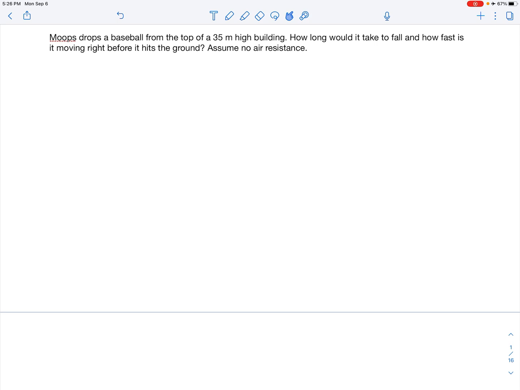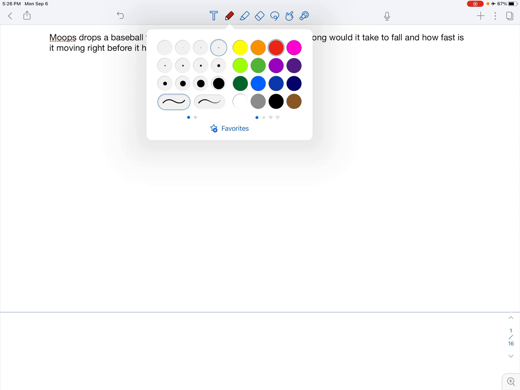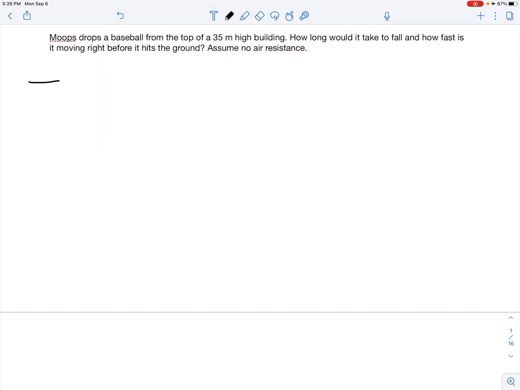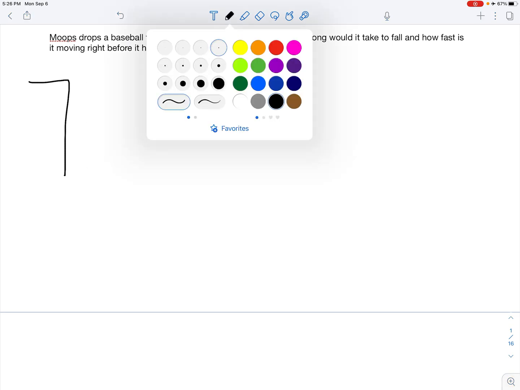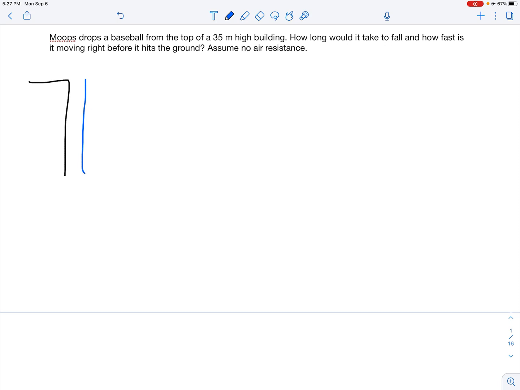So the first one: Moops drops a baseball from the top of a 35-meter high building. How long will it take to fall, and how fast is it moving right before it hits the ground? And I always think pictures help, so we're going to draw a little picture here. We have a displacement of negative 35 meters.